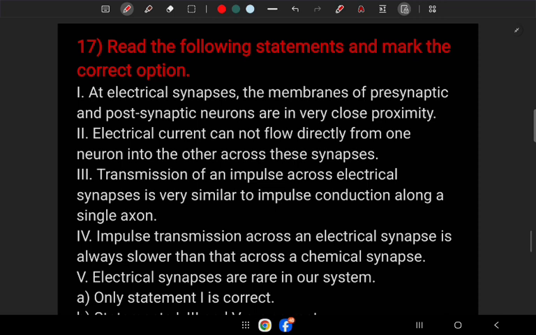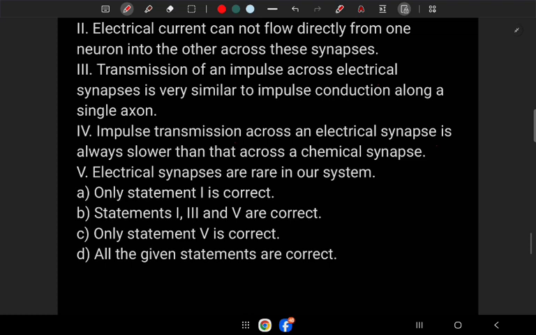Read the following statements and mark the correct option. In electrical synapses, the membranes of presynaptic and postsynaptic neurons are in very close proximity. Electrical current cannot flow directly from one neuron into the other across these synapses. Transmission of an impulse across electrical synapses is very similar to impulse conduction along a single axon. Impulse transmission across electrical synapses is always slower than that across a chemical synapse. Electrical synapses are rare in our system.